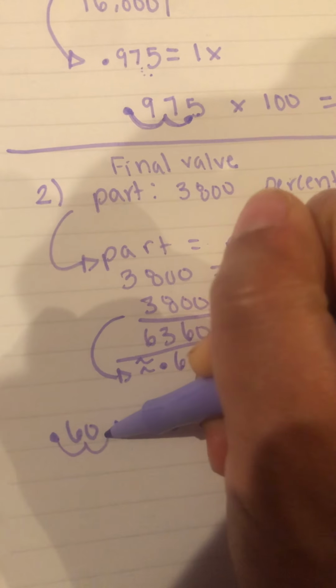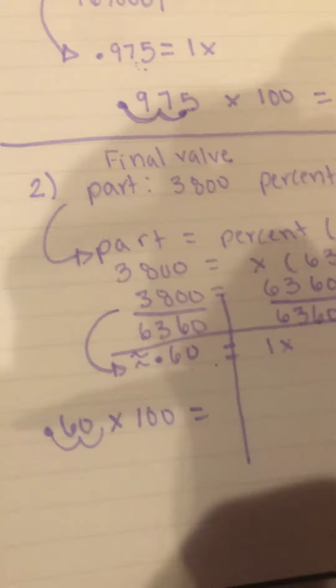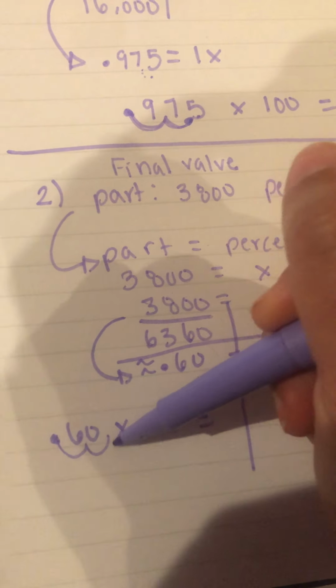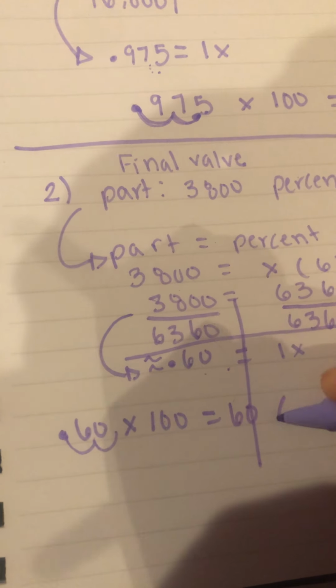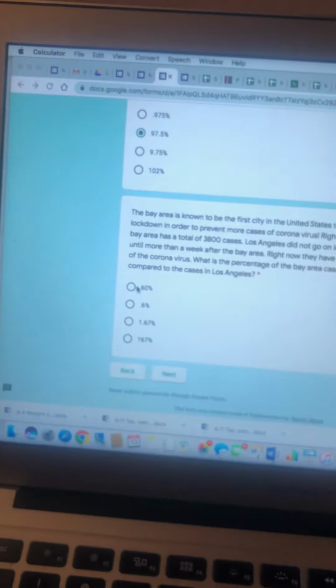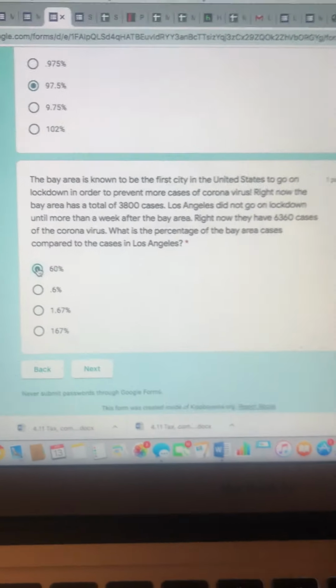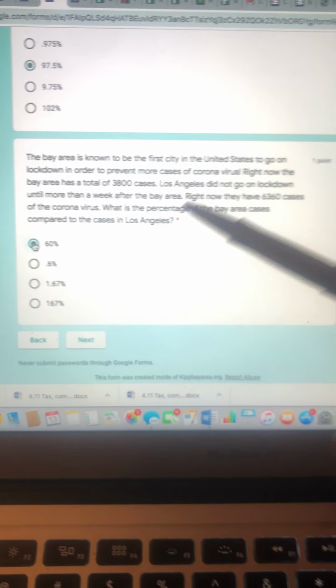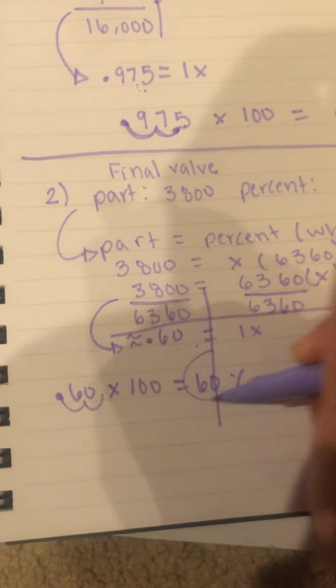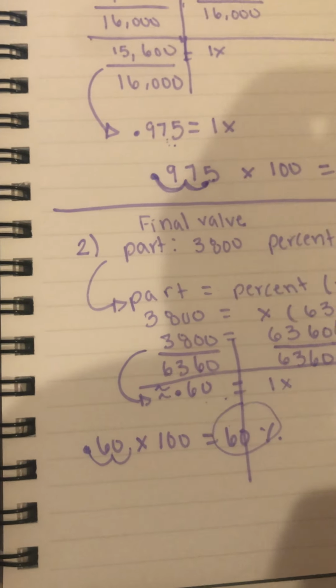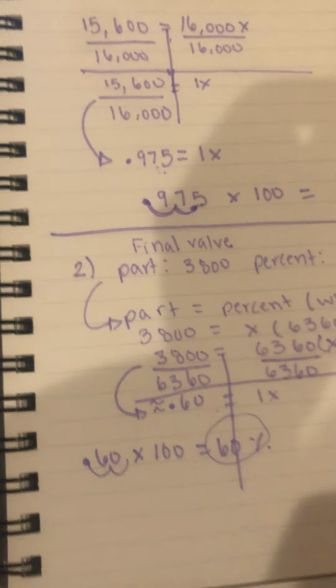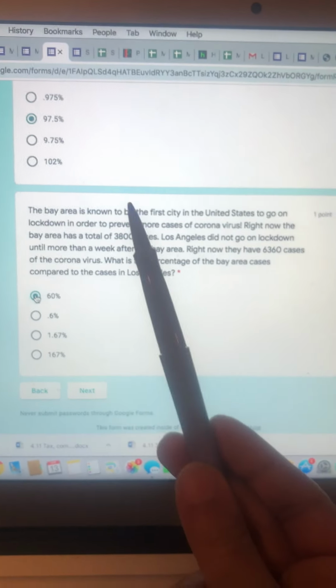And 60 hundredths times 100: remember, we move the decimal twice to the right because my number gets bigger. Because we're multiplying by 100, we're moving my decimal twice. That's going to give me 60%. So here it would be 60%. So the Bay has about 60% of the cases of Los Angeles, which is basically about half, right? We have a little bit more than half of LA's cases, which means it was a very, very smart decision that the Bay Area went on lockdown.